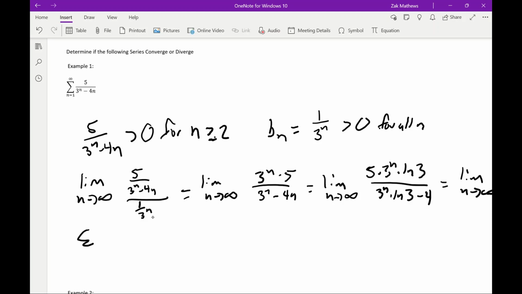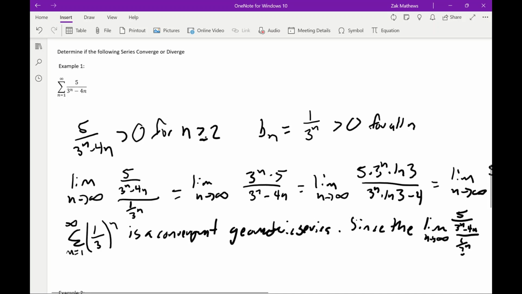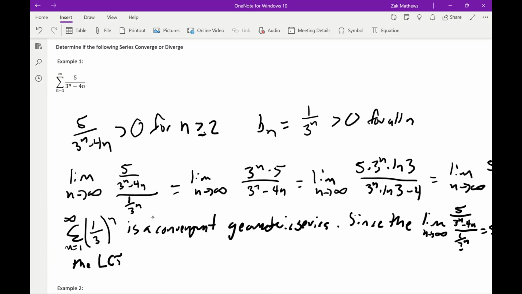So now we can think about what the series 1 over 3 to the n is doing. Just write that a different way. Well, that should be standing out to us as a geometric series, a convergent geometric series. The r is less than 1, since the limit as n goes to infinity of our 5 over 3 to the n minus 4 times n, over 1 over 3 to the n, since that limit is equal to 5, the limit comparison test, which I'll abbreviate LCT, tells us the two series do the same thing. The two series both converge.